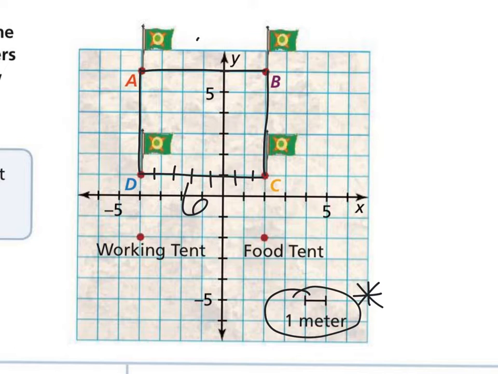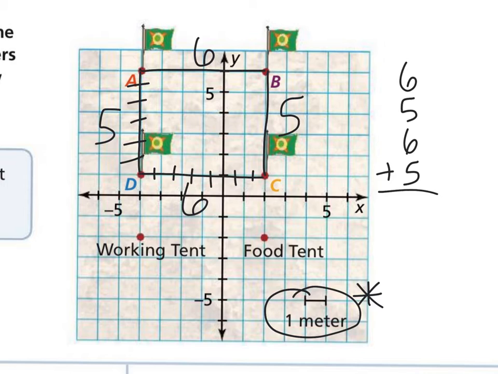We know on rectangles the opposite sides are the same length. So if the bottom is 6, the top has to be 6 also. And then if we look at the sides, there are 5 squares going down each of the sides here. The rope has to go all the way around, so that's the perimeter. So we would have to add these together.